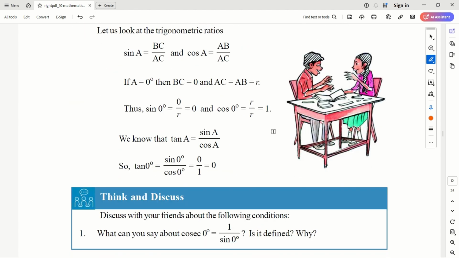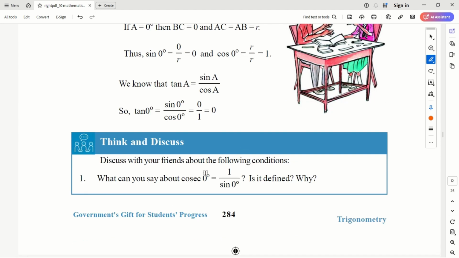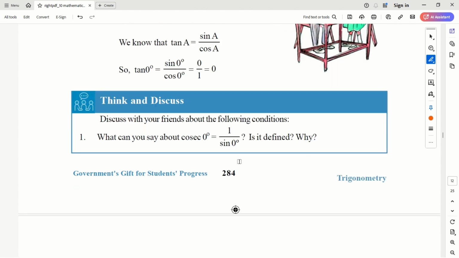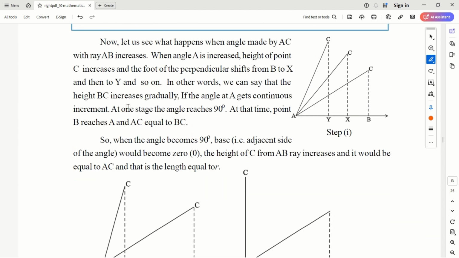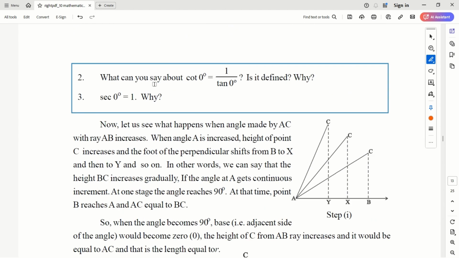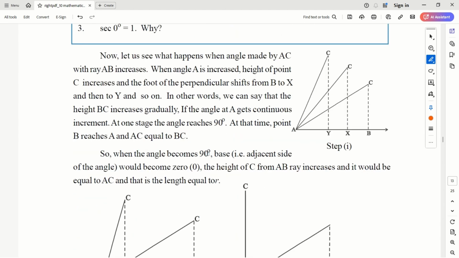The only thing to know is that cosec 0 is 1 by sine 0, correct? Sine 0 is 0, as we said, so this is not defined. Cosec 0 and cot 0 are not defined, so you have to note it down. Sec 0 is 1 by cos 0, which is 1, so sec 0 is 1, right? This is how we got the trigonometric ratios for 0 degrees. Now let's go for 90 degrees, where we do exactly the same.